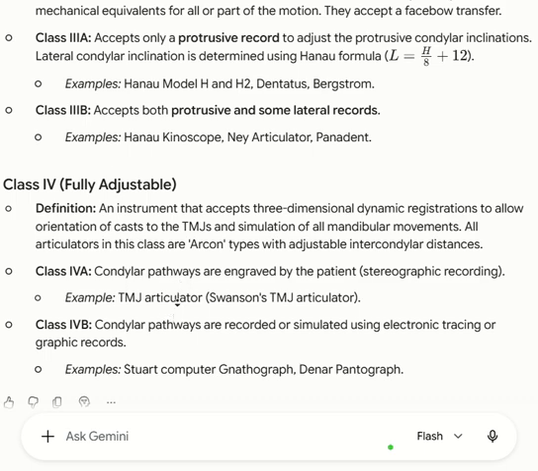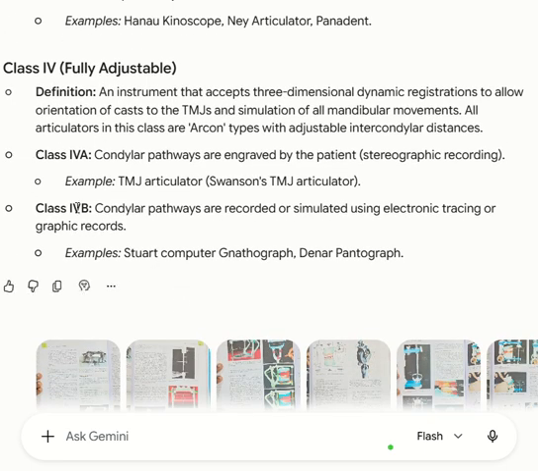Class 4, fully adjustable. Definition: an instrument that accepts three-dimensional dynamic registrations to allow orientation of casts to the TMJs and simulation of all mandibular movements. All articulators in this class are Arcon types with adjustable intercondylar distances. Class 4A: condylar pathways are engraved by the patient, stereographic recording. Example: TMJ articulator, Swanson's TMJ articulator. Class 4B: condylar pathways are recorded or simulated using electronic tracing or graphic records. Examples: Stewart computer gnathograph, Dana pantograph.